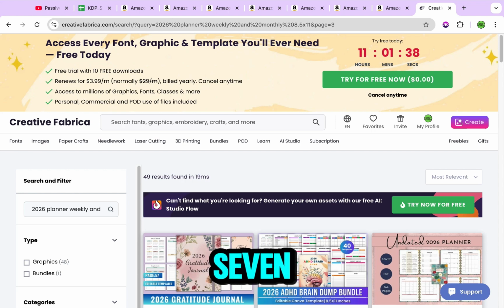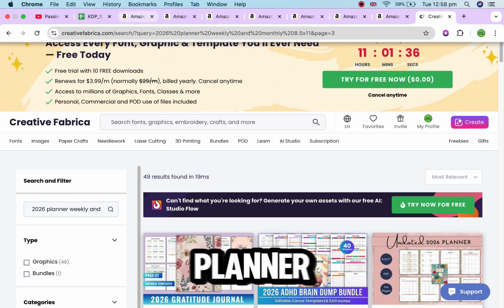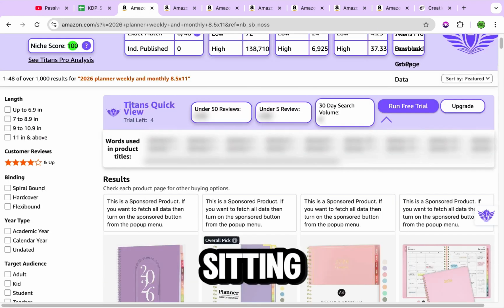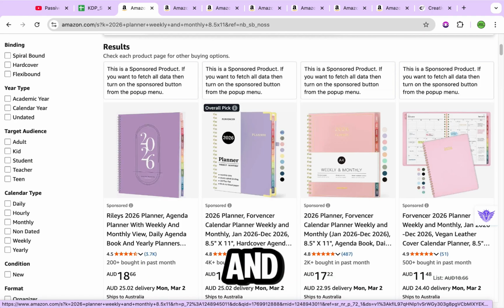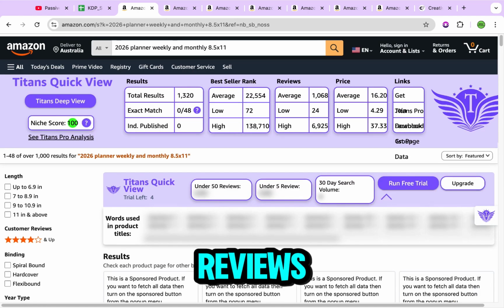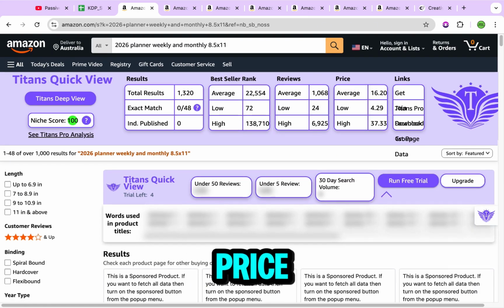Utilize this as part of the 7 keyword slots, and you'll notice that your planner is starting to rank. Also, the average bestseller rank is below 300,000, which is ideal, and we are sitting currently at 267,660. We also have the average reviews at 57, and the average price is $14.05.